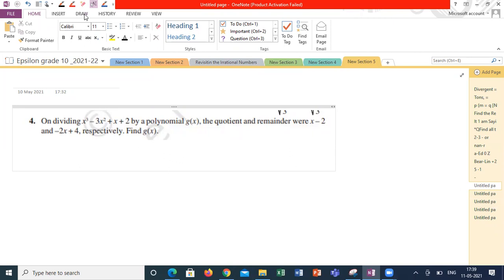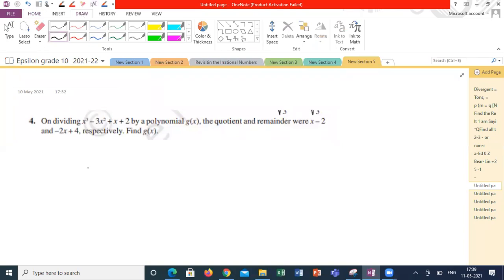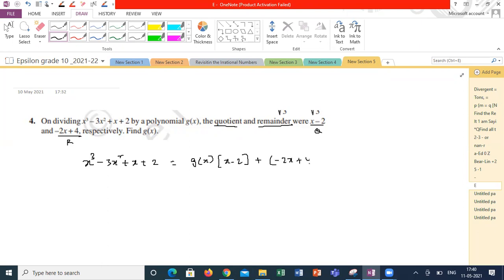Dividend equals divisor into quotient plus remainder. So x cube minus 3x square plus x plus 2 will be equal to g of x into quotient, and this is the quotient and this is the remainder. So this into quotient x minus 2 plus remainder is minus 2x plus 4. Is the division algorithm correct?